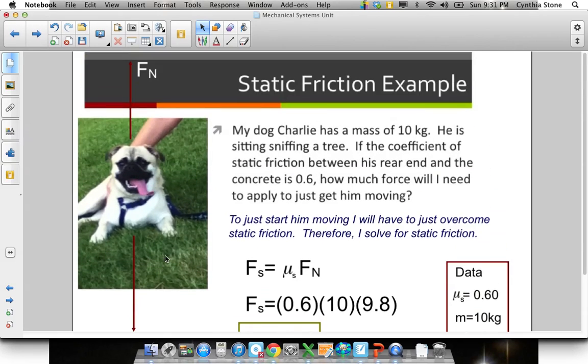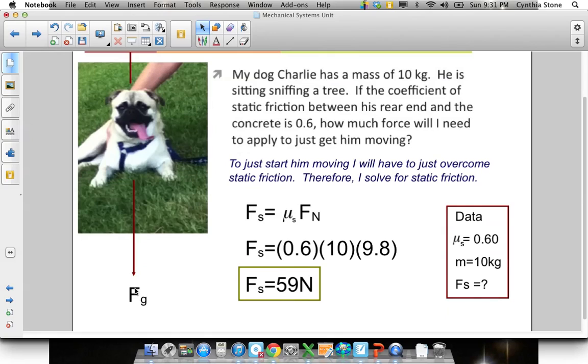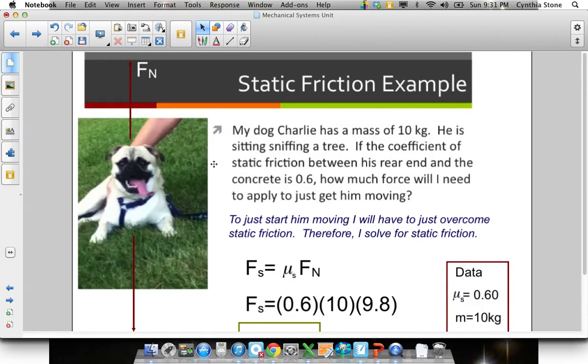So looking at a system diagram on Charlie, he's got his gravity force down, he's got his normal force up, because I need to know the normal force, right? We don't know the normal force. So to just start him moving, I'll have to just overcome static friction. So that's what I'm going to solve for.